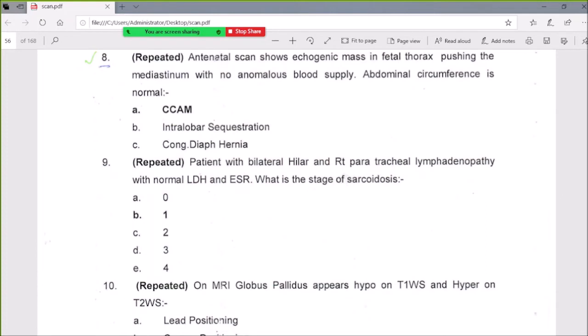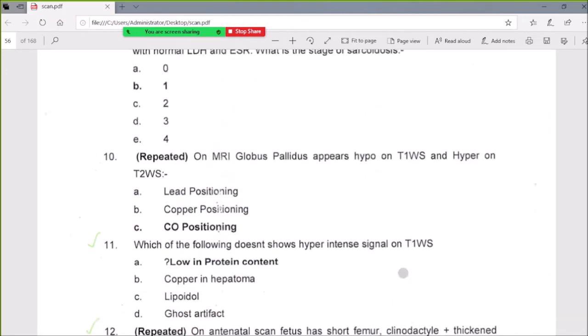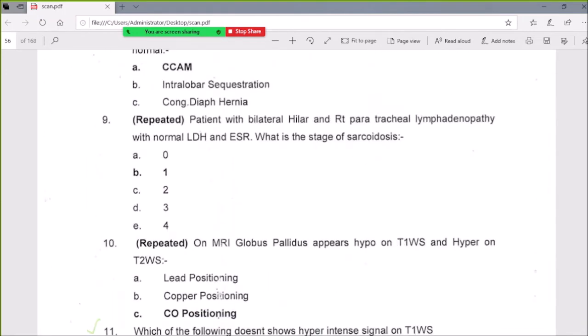9. Patient with bilateral hilar and right paratracheal lymphadenopathy with normal LDH and ESR, stage of sarcoidosis. Stage 1. Bilateral hilar lymphadenopathy.